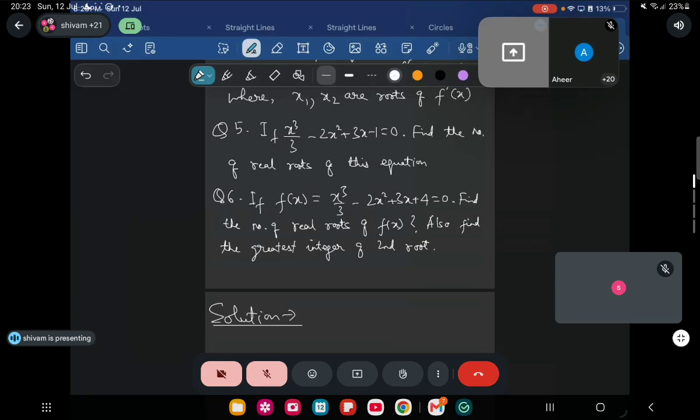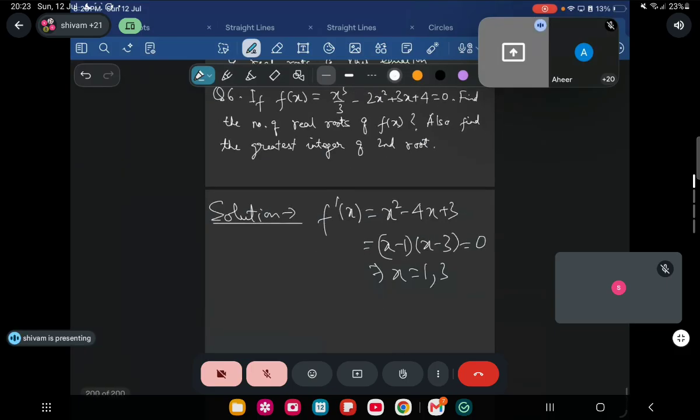So everyone, let us differentiate. f'(x) will be equal to 3x square minus 4x plus 3? This will give us x square minus 4x plus 3, which gives us (x minus 1)(x minus 3). Right? This implies x equal to 1, 3. So I've got x1 equal to 1, x2 equal to 3.